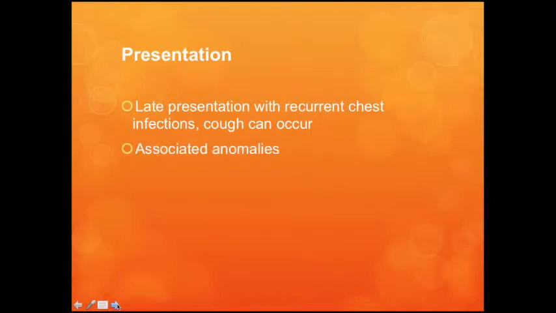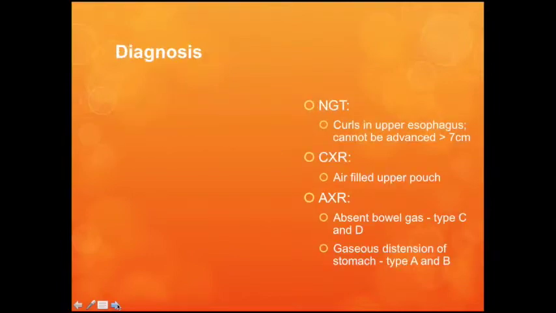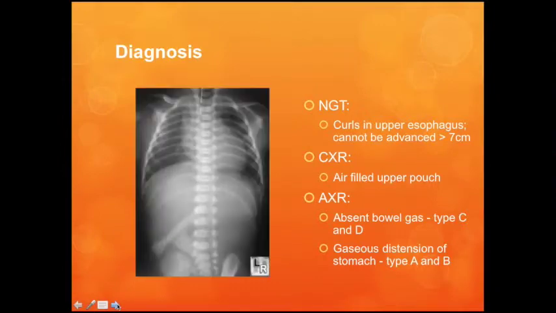As I mentioned, they can present late with recurrent chest infections. They may present with their associated abnormalities. This is just a chest x-ray showing a nasogastric tube that is stuck here, essentially curling up in the esophagus. There is something called a Replogle tube, which is a special tube that allows you to continuously suck the secretions away, and that's usually what these children get.